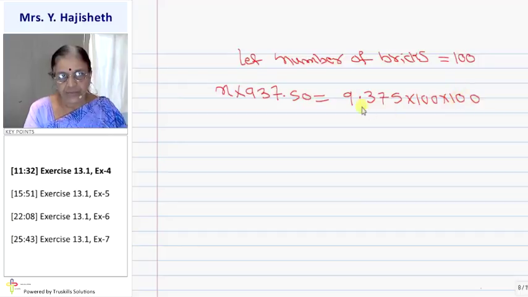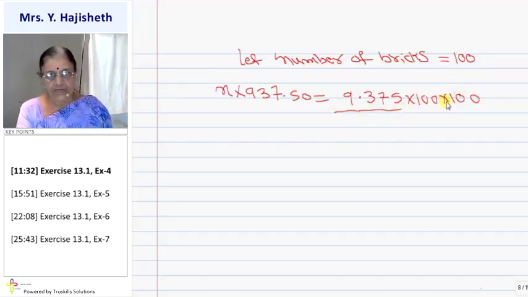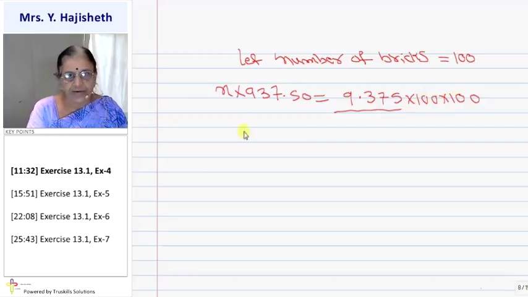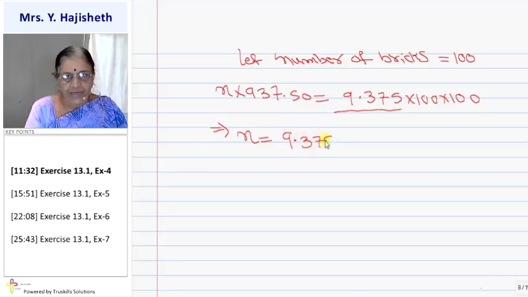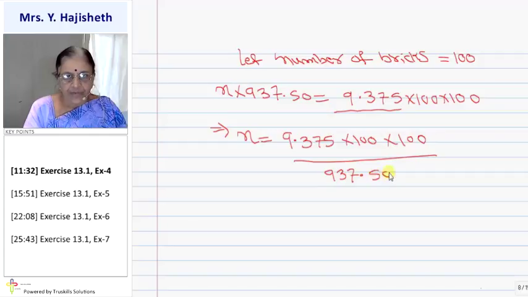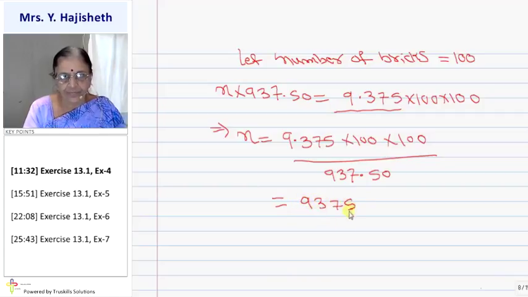Because this is in meter square, so meter square is to be converted in centimeter square. So I should multiply with 100 and 100. So my n will be 9.375 into 100 into 100 divide by 937.50. When I multiplied with 100 by 100, there are 4 decimals, so my answer is 93750 divided by 937.50. So my answer is 100.